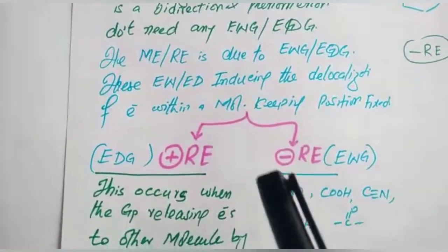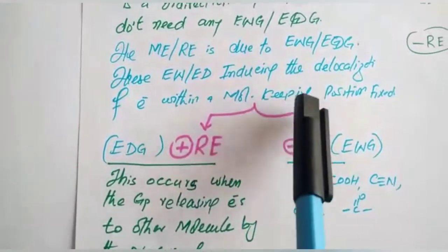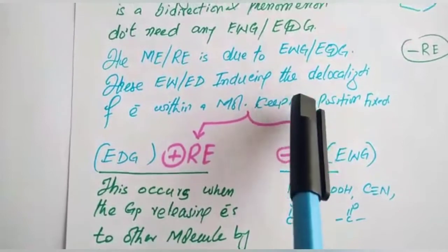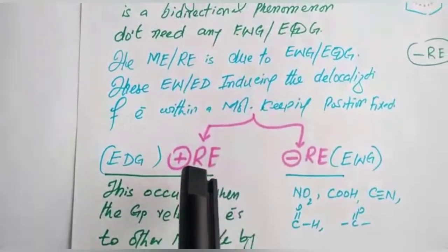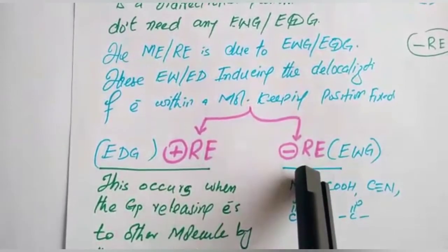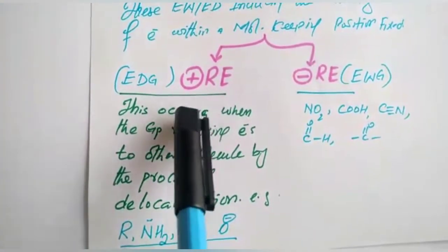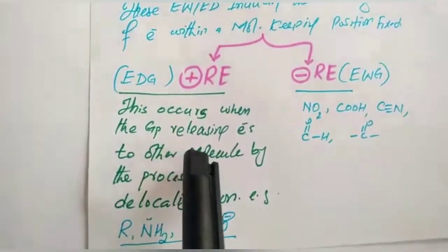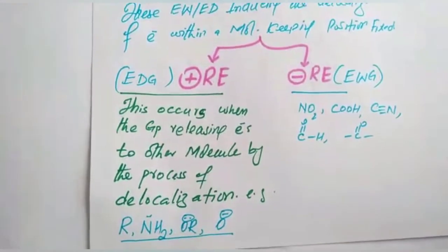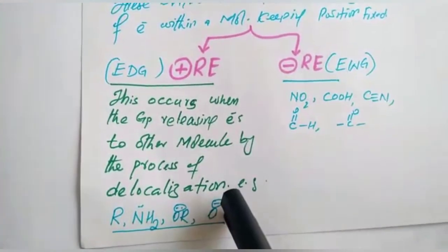So when the resonance effect is induced by a donating or withdrawing group, the resonance effect is of two types, positive R and negative R. The positive R is that phenomenon where the resonance occurs when the group releases electrons to another molecule by the process of delocalization.